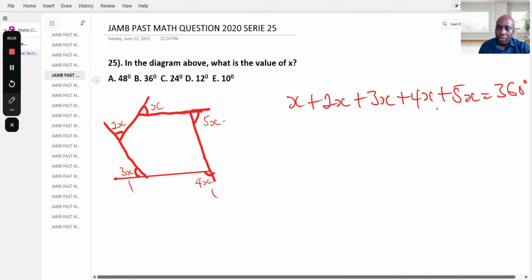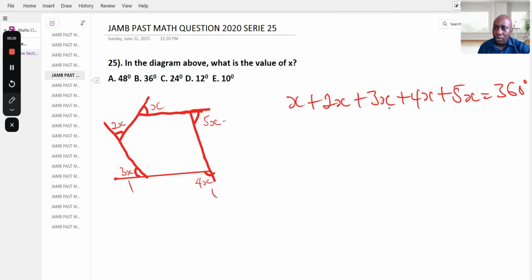Now let's add it up because they are like terms, from the same family. x plus 2x equals 3x. 3 plus 3 equals 6. 6 plus 4 is 10. 10 plus 5 is 15. We have a total of 15x equals 360 degrees.